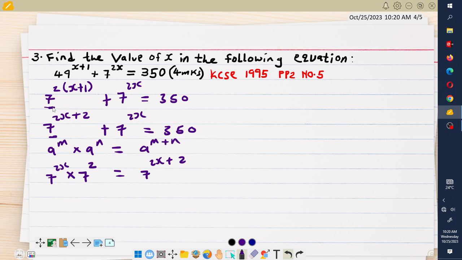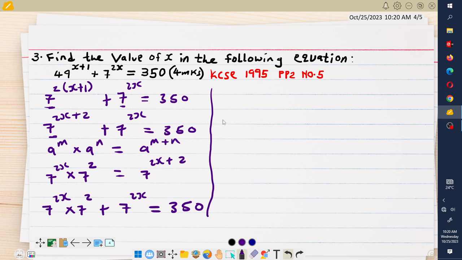So if I rewrite this equation, I'm going to have 7 power 2x multiplied by 7 power 2, then plus the second value here, 7 power 2x, then the whole of this is equal to 350. Now you can see 7 power 2x is common, so I'll give it a letter, so I'll say let y be equivalent to 7 power 2x. So this will be y multiplied by 7 power 2, then plus 7 power 2x which is also y, and this is equal to 350.